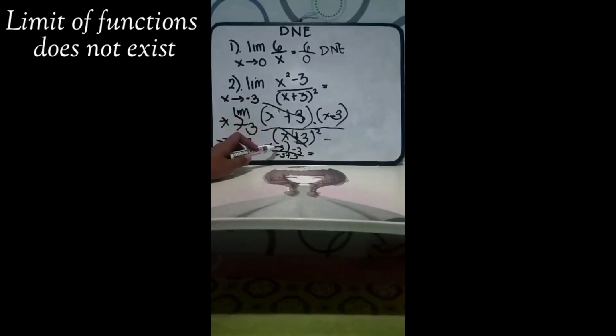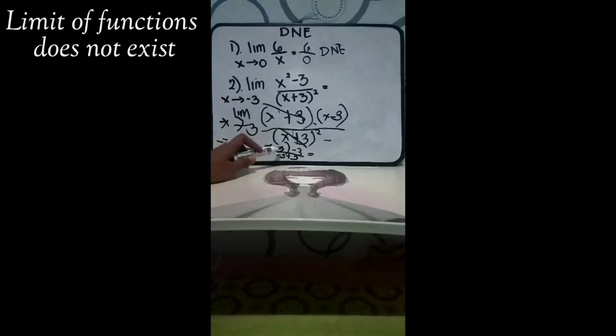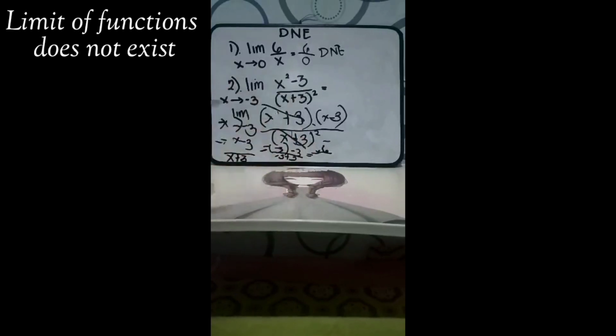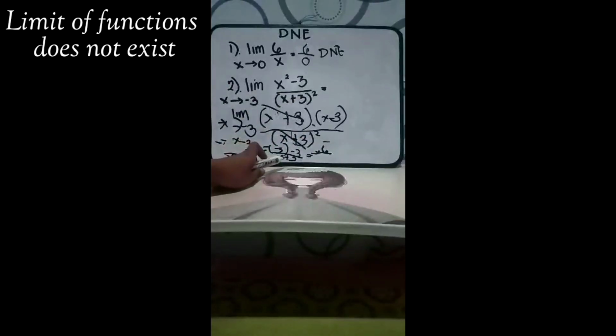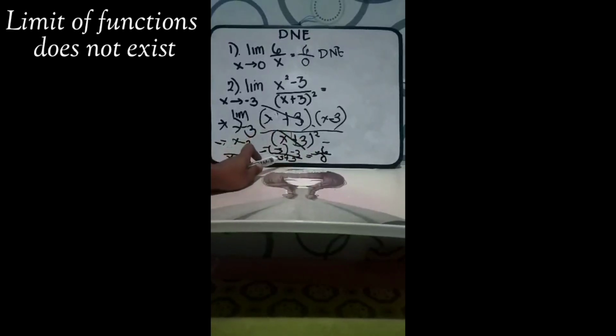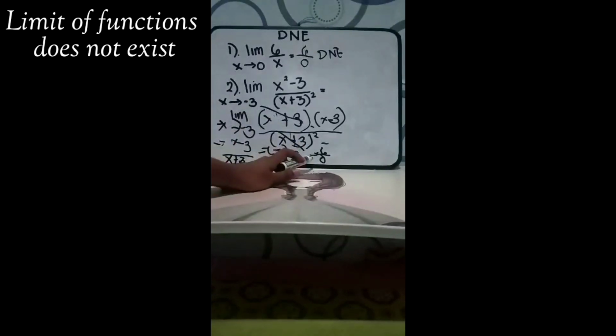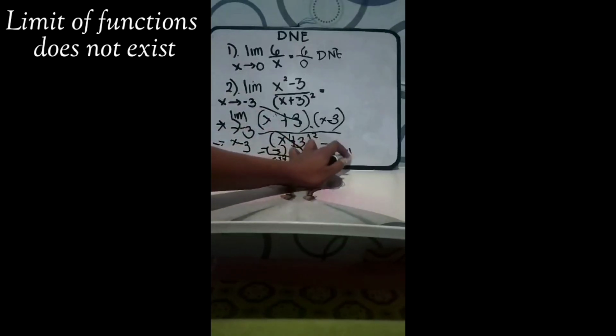Why? Kasi negative plus negative is equal to negative. Tapos, negative 3 minus 3 is negative 6. So, negative 3 plus 3 is equal to 0 because hindi pwedeng ipagsama ang dalawang sign na hindi magkatulad. Dahil 0 ang denominator natin, katulad din sa number 1, does not exist.